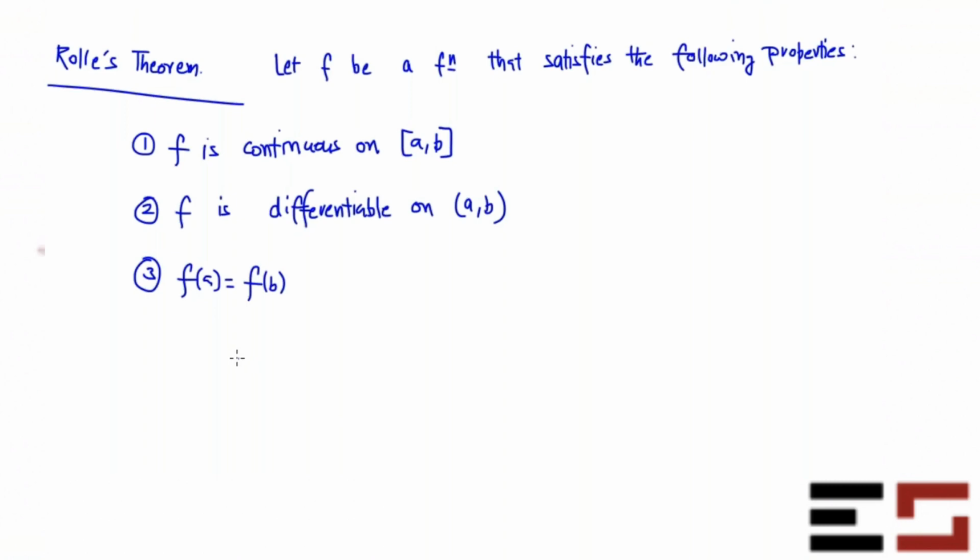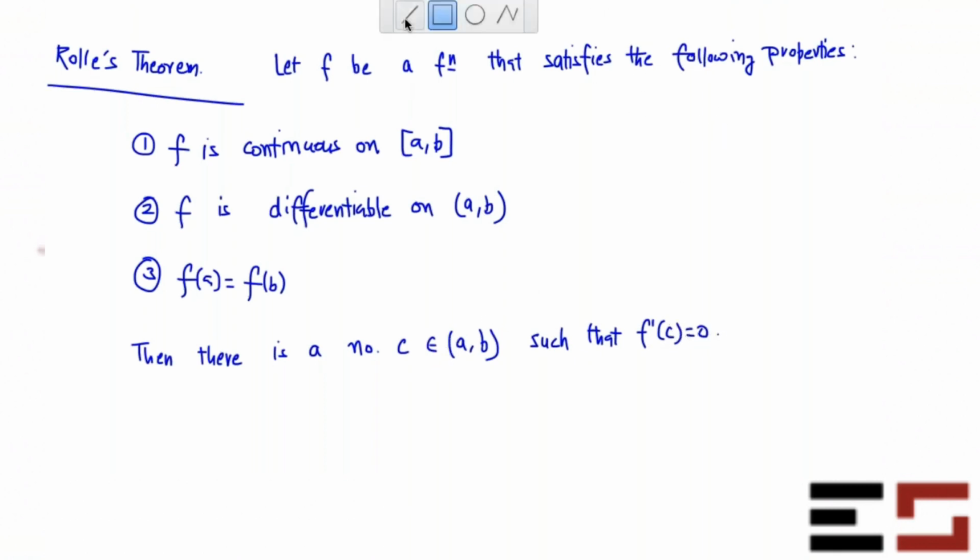Then Rolle's theorem says that there exists a number c in the interval (a, b) such that f prime of c is 0. Now let me just explain this to you in a picture. It's not that difficult at all, it's very easy to understand.